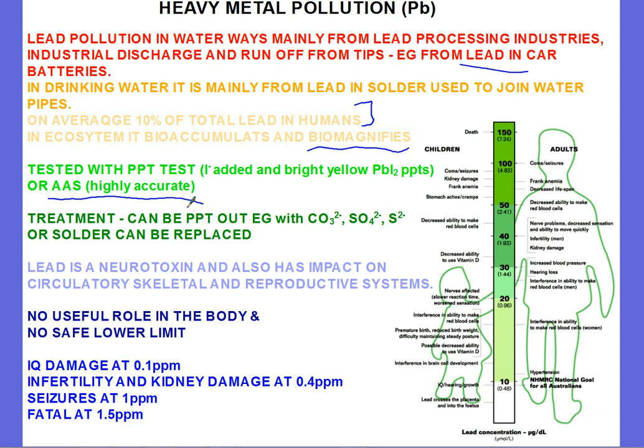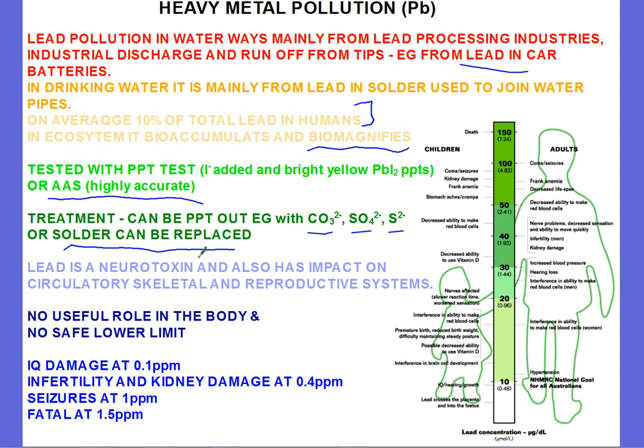What do you do if there's lead in the water? How do you treat it? It's not the greatest thing to have lead in the water in the first place. If you want to get rid of lead though, you can precipitate it out. Carbonate ions, sulfide ions, all the lead compounds of those chemicals are insoluble, so you can precipitate it out. Or you can just replace the solder in your pipes with something that doesn't contain lead.